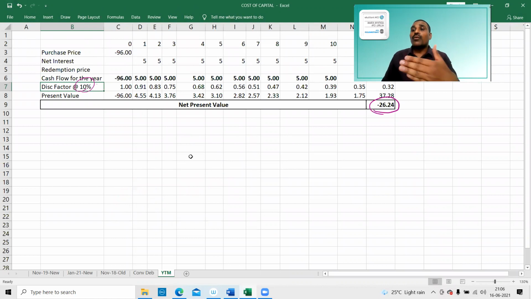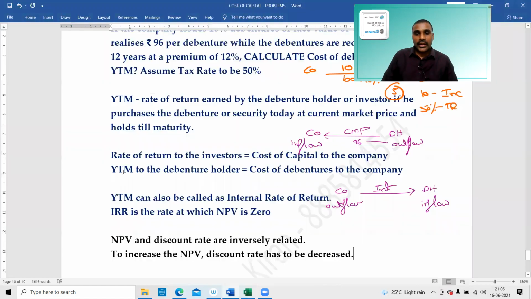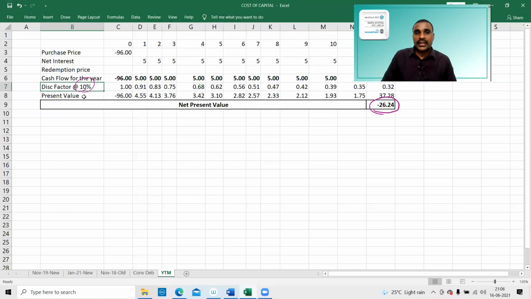So how can we move from the 10? 10 is not the correct place. You have to move away from the 10. Then the question arises, which side do we move, upside or downside? It depends upon this analysis. As per this analysis, I have to decrease the discount rate.